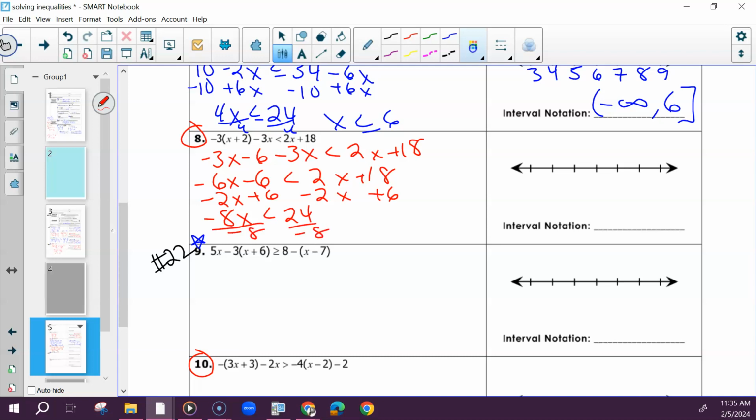Yes. So x is now greater than -3. Go ahead and graph that. That should be open circle to the right. How would we write that interval notation? Parentheses, -3, infinity, parentheses. Questions on that?